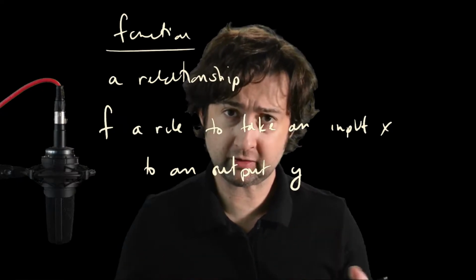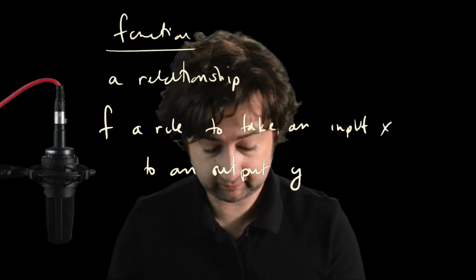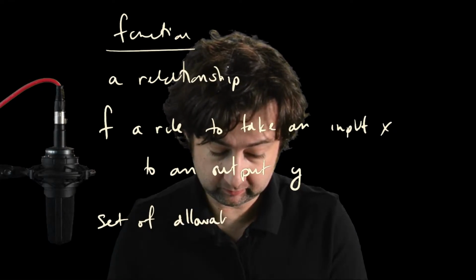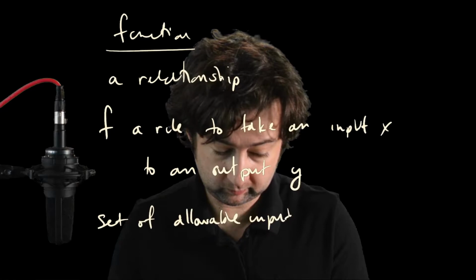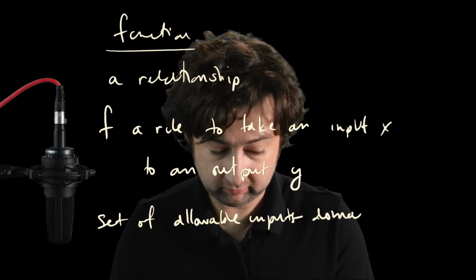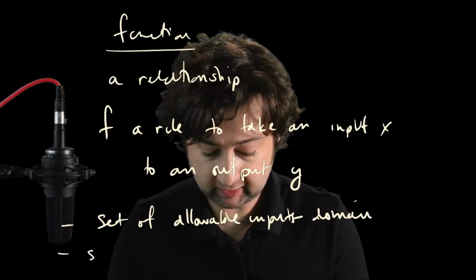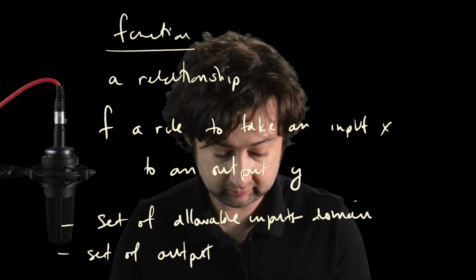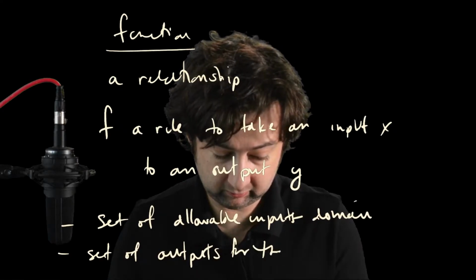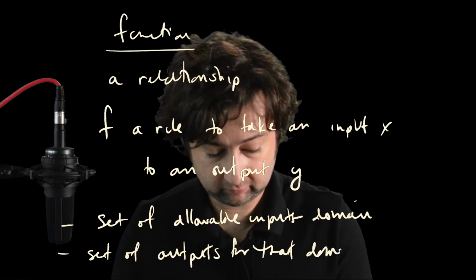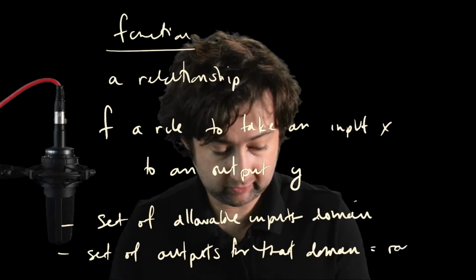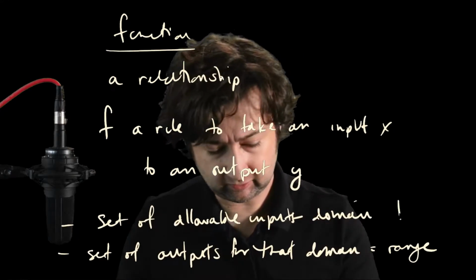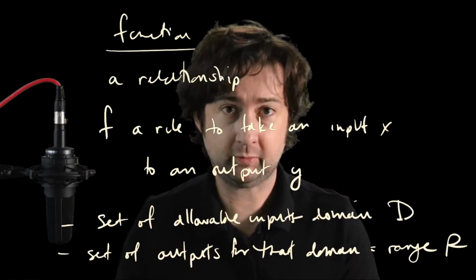And the set of all possible inputs is called the domain of f. So the set of allowable inputs is called the domain. And the set of outputs for that domain is called the range. So the usual letters that we use to designate these are D and R, unsurprisingly.